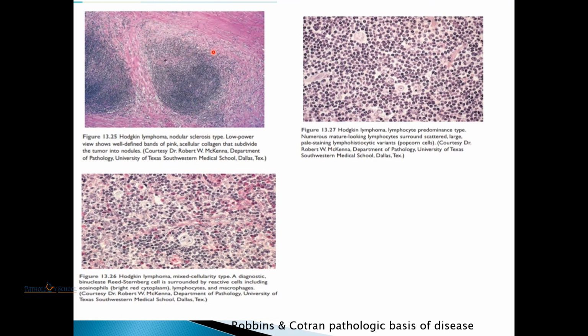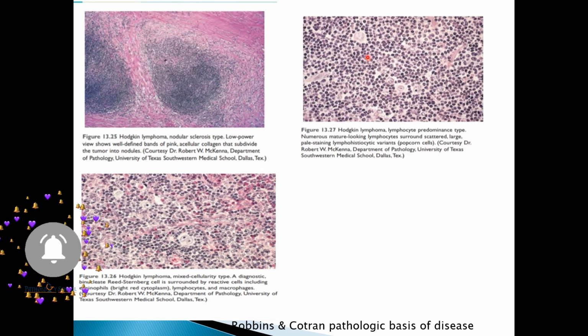The first is nodular sclerosis. We can see a well-defined band of pink acellular collagen which is dividing the tumor into nodules. Hence, it is known as nodular sclerosis. The second picture is of mixed cellularity. We can see a classical RS cell here, and in the background we can see the reactive cells, which contain lymphocytes, eosinophils and macrophages.